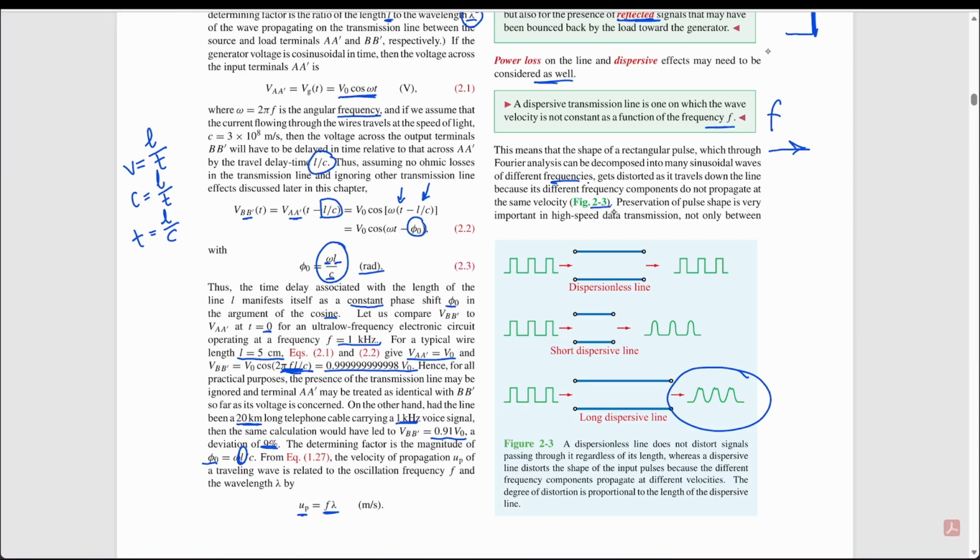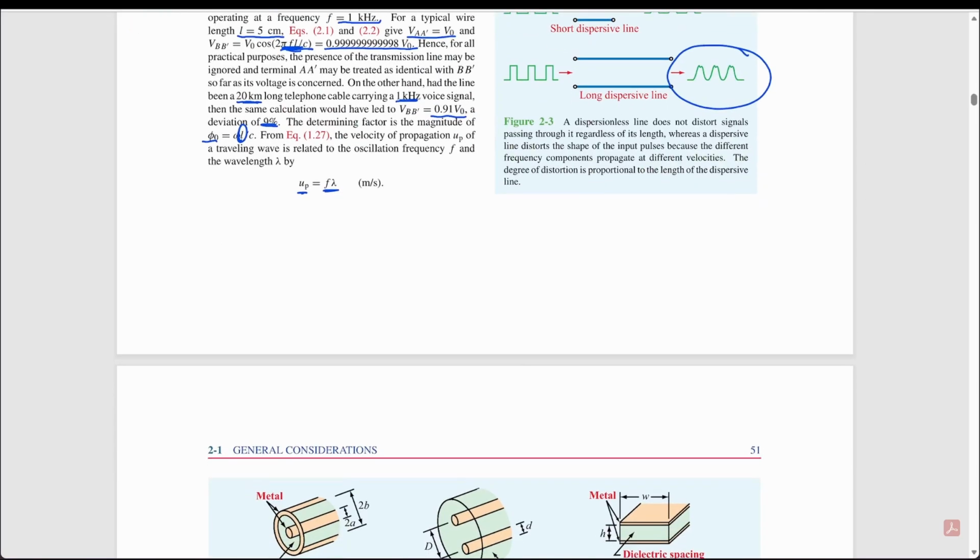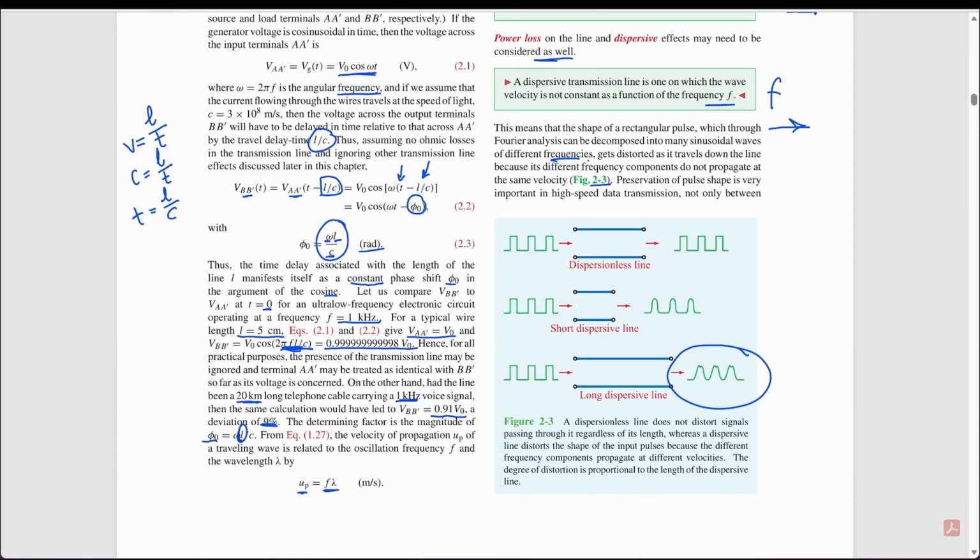Preservation of pulse shape is very important in high-speed data transmission, not only between terminals. Imagine that you want to transmit something, and then at the end you see that the pulse reached is very, very different. We have to take that into consideration and see how we could compensate or work with it. Here it's non-dispersive: the initial wave is the same as the output. But in those two examples, it's dispersive, and the final wave is different.